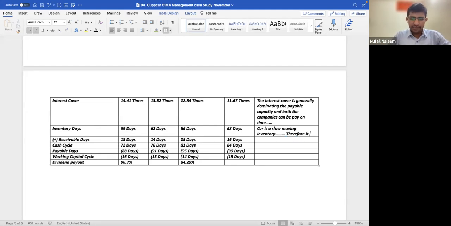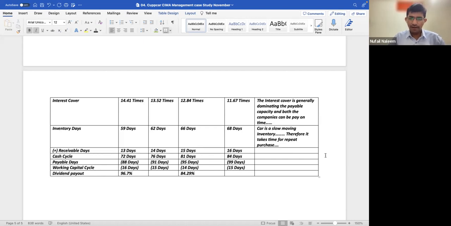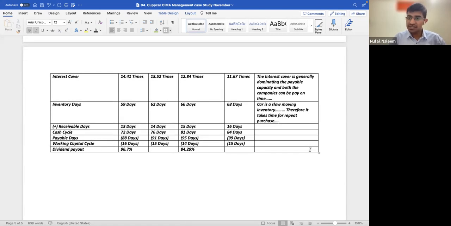Therefore, it takes time for repeat purchase. Not like everyday people buy. It's a capital purchase. Then the receivable days, the good thing is maximum 13 days. 2 weeks is the maximum because you don't sell car on credit. So I'll write down here. The receivable days are well managed.